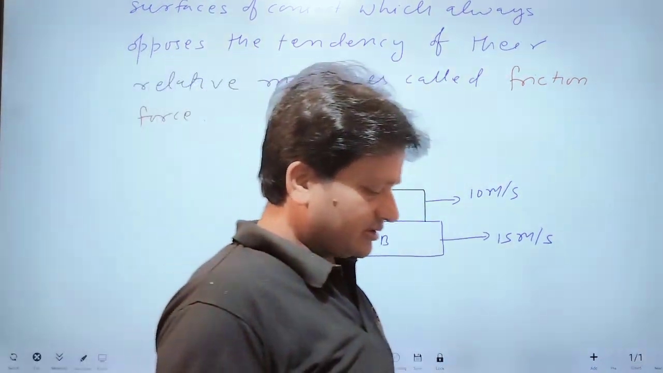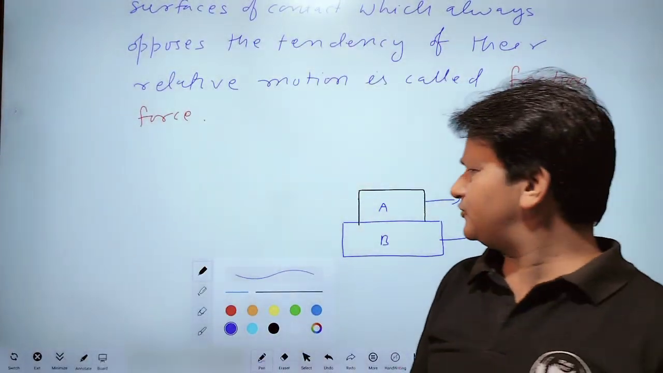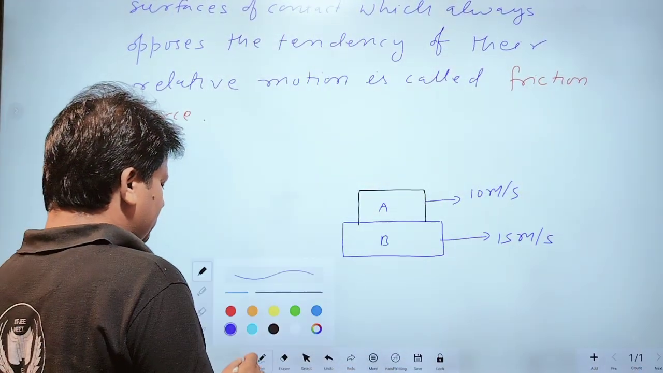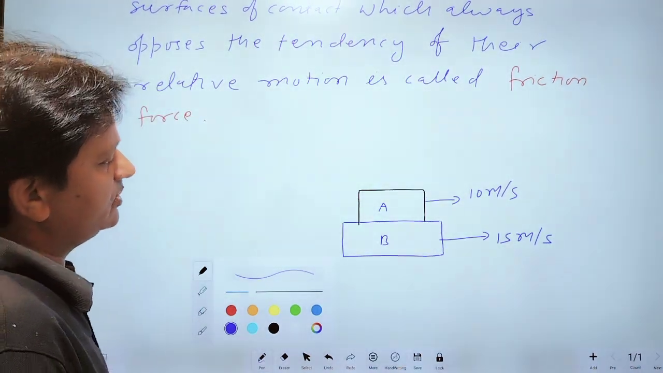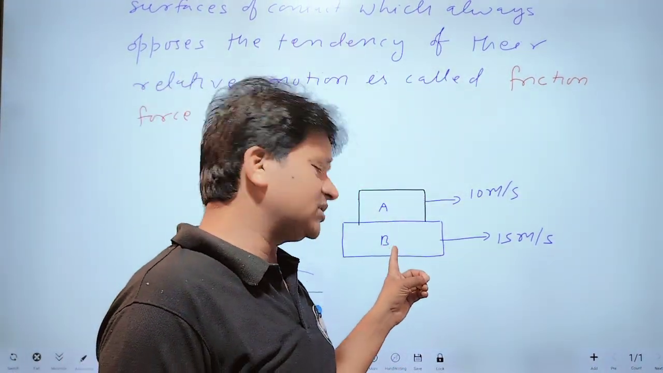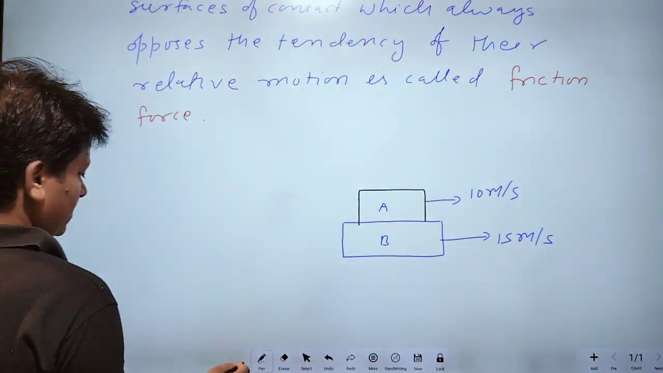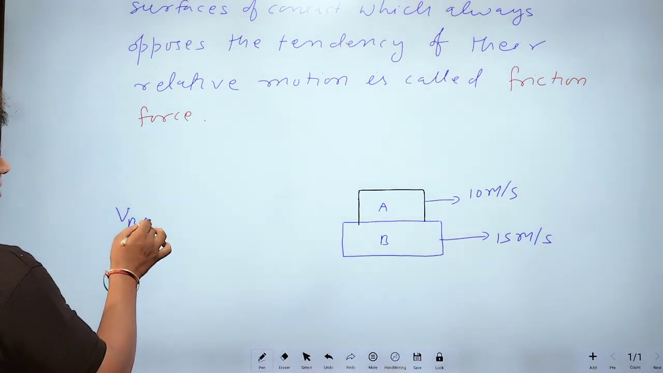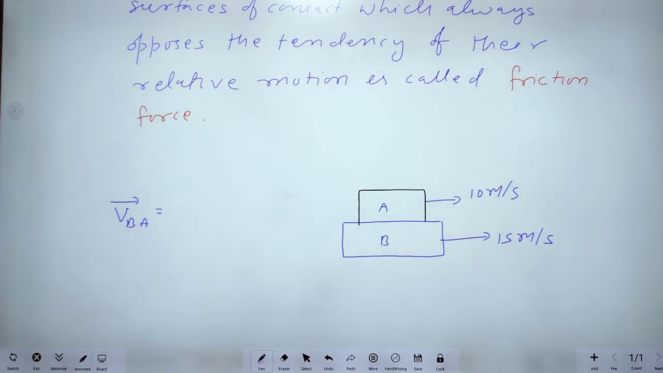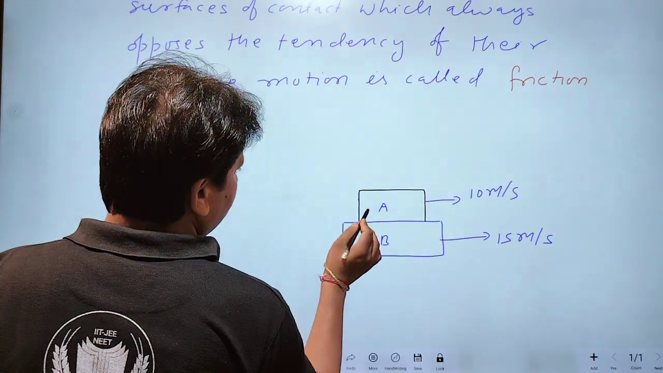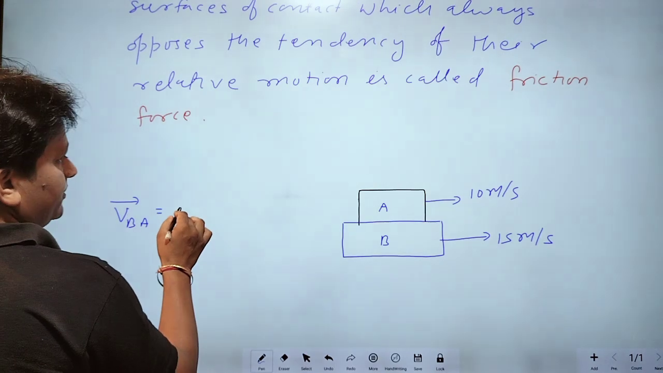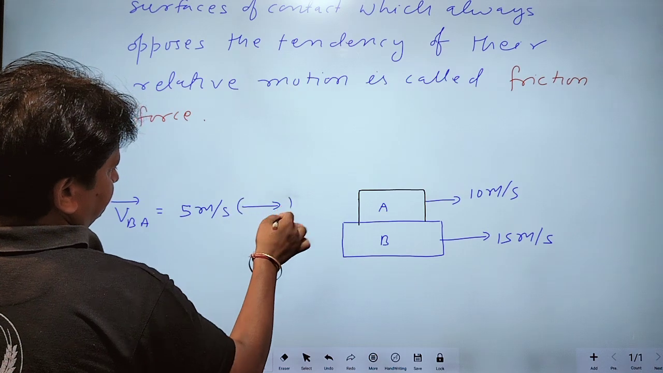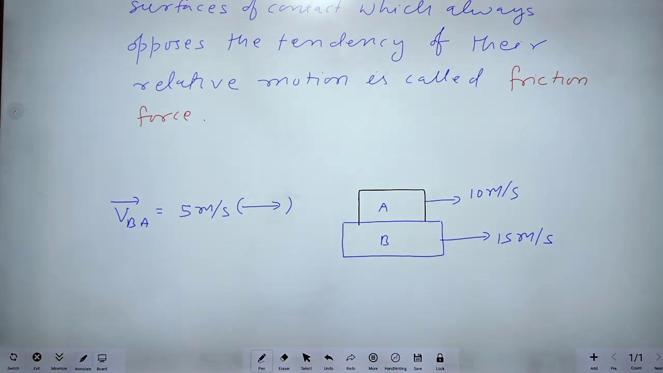Now we are going to find the friction force exerted by A on B. First of all, we find the relative velocity of B with respect to A. What will be the relative velocity of B with respect to A? This will be 5 meter per second towards right.